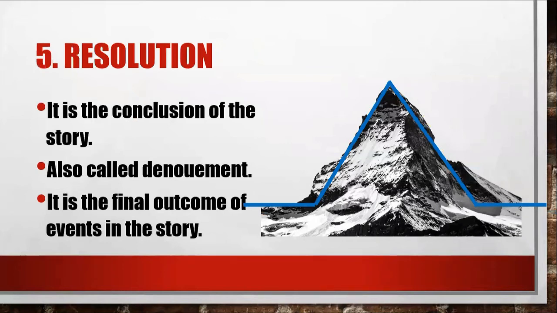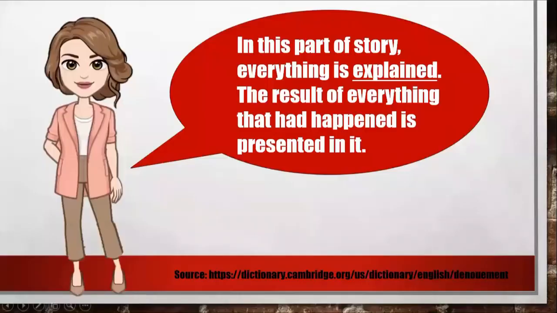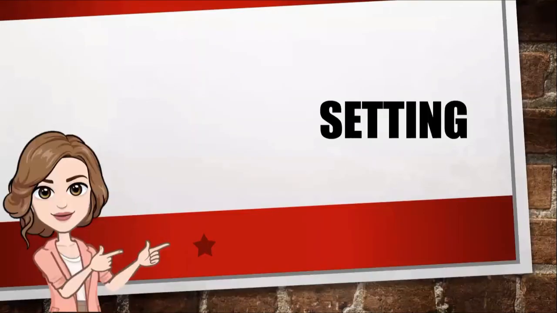Last is resolution. It is the conclusion of the story, or simply the end of the story, also called denouement. It is the final outcome of the events in the story. In this part of the story, everything is explained. The result of everything that had happened is presented in it.